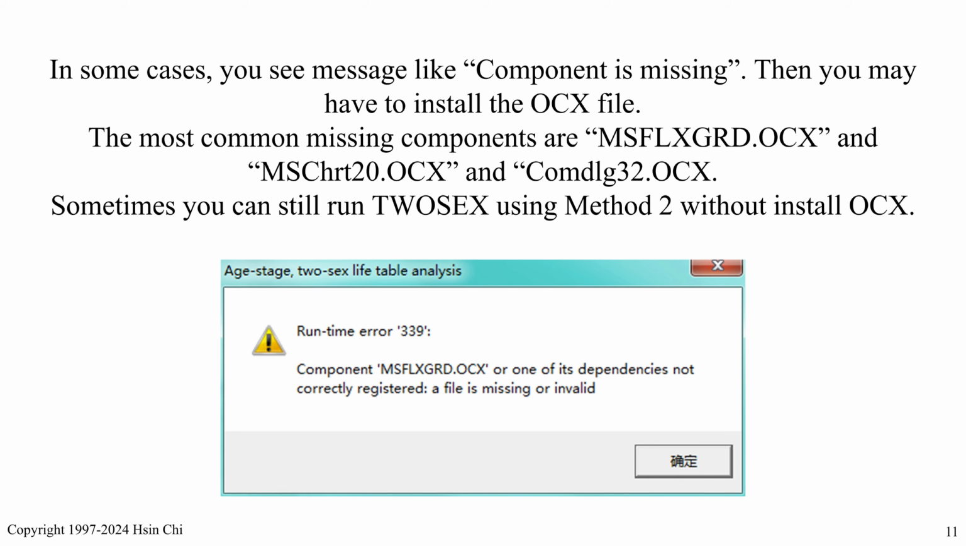In some cases, you see a message like Component is missing. Then you may have to install the OCX file. The most common missing components are msflxgrd.ocx, mschart20.ocx, or comdlg32.ocx. Sometimes you can still run TWOSEX using method 2 without installing OCX.